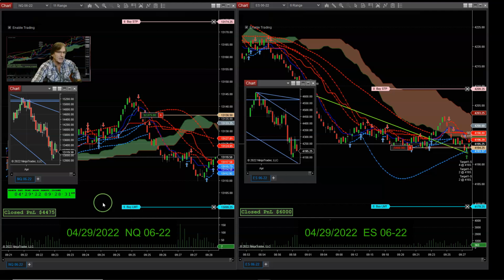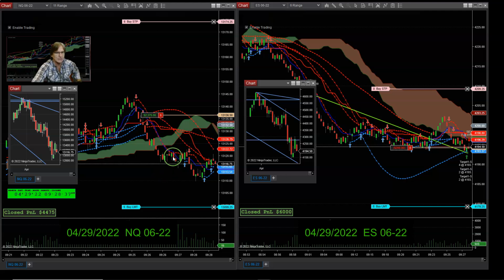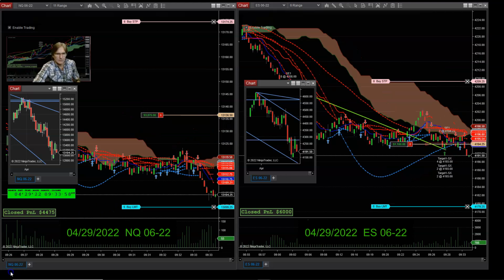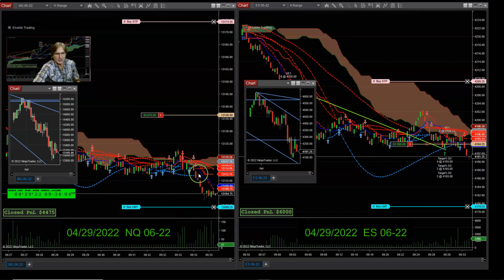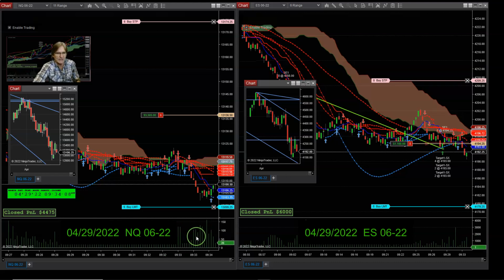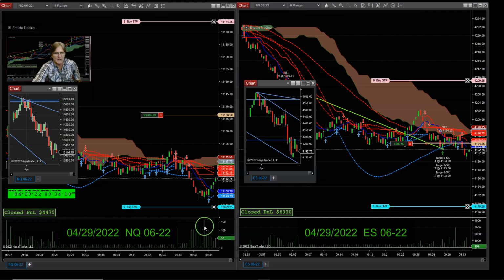Over here on the NQ to review, closed P&L 44.75, currently in a short, printing for us at the present. Okay, we're breaking down here a little further on the NQ. We're getting down close to a target. You can see a lot of volume coming in here. The volume's increasing. We're on a range bar, as many as 150 contracts per range bar right now.